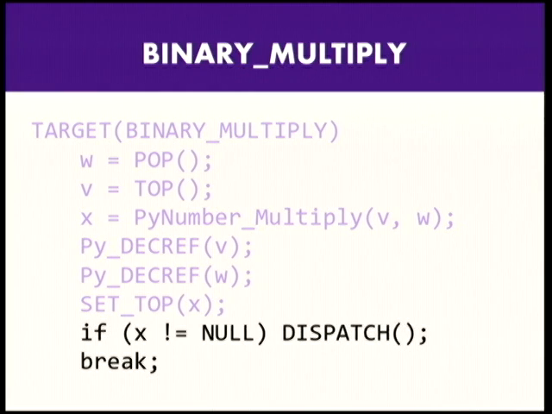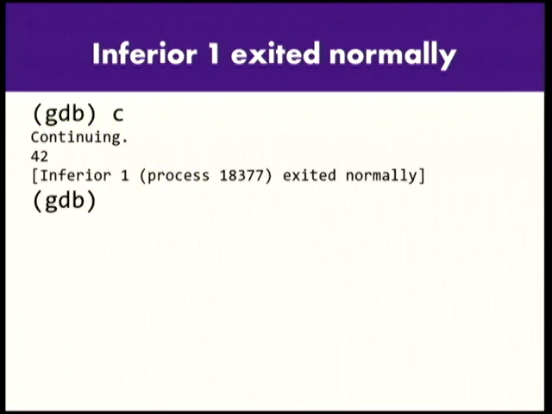So if PyNumber_Multiply failed, then x is going to be null, and we're going to break out and deal with the exception that's been raised. And that's actually kind of it. I'm surprised at how fast I went with all this. We're done with, this is not incrementing, so we're done with our process.